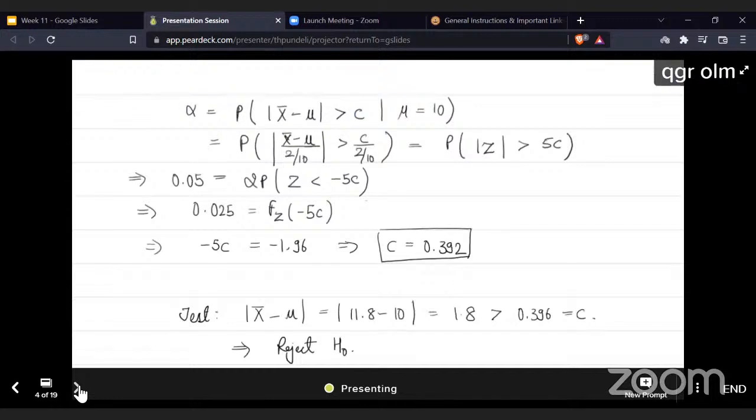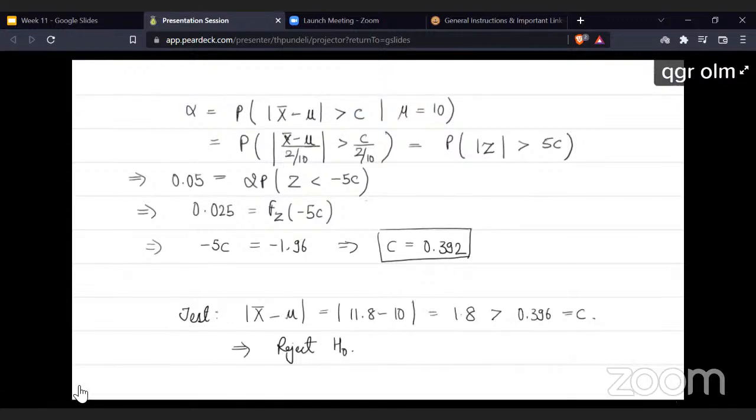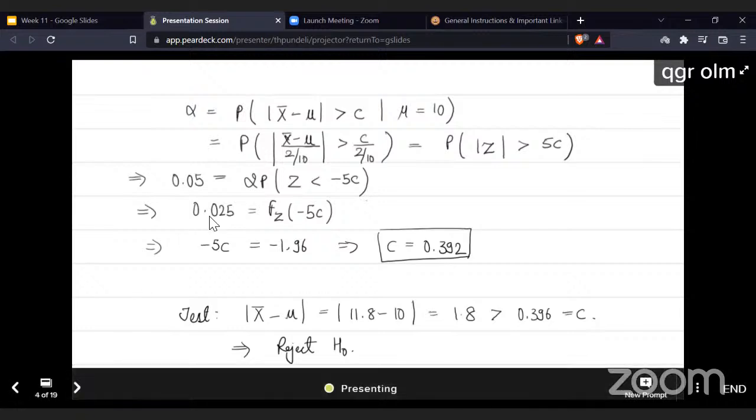Okay, so let's use the definition of alpha. Alpha is the significance level, right? And it is the probability that you reject your H0 given H0 is true. So when the actual mean was 10, but still you go and reject the null hypothesis. That is the case when mod of X bar minus mu is greater than C.